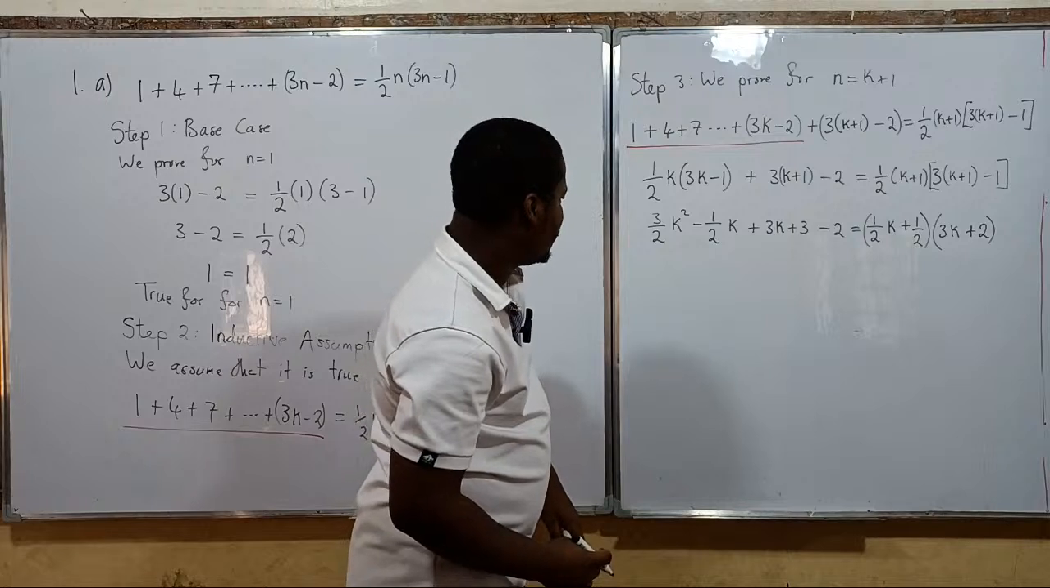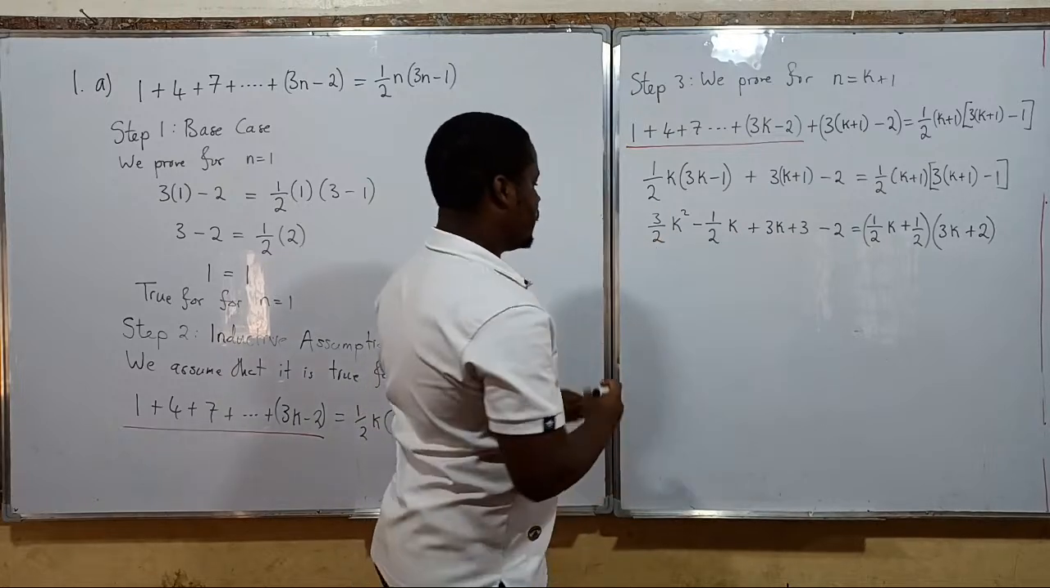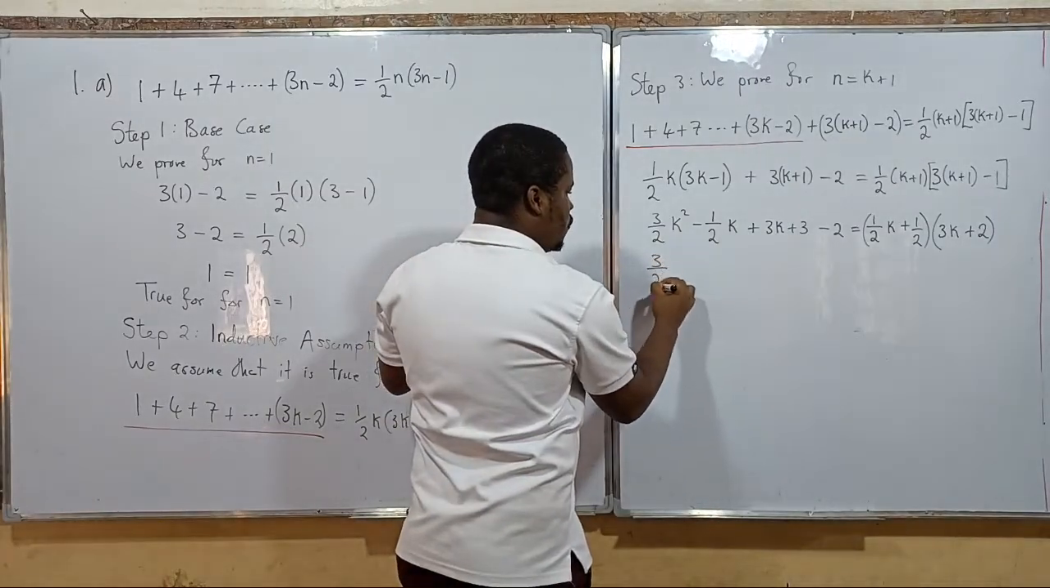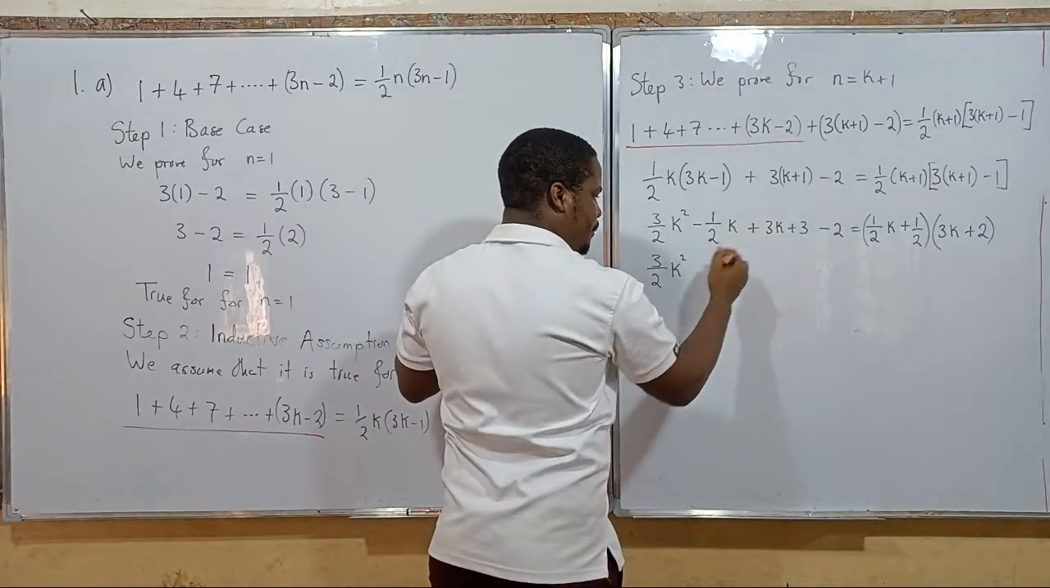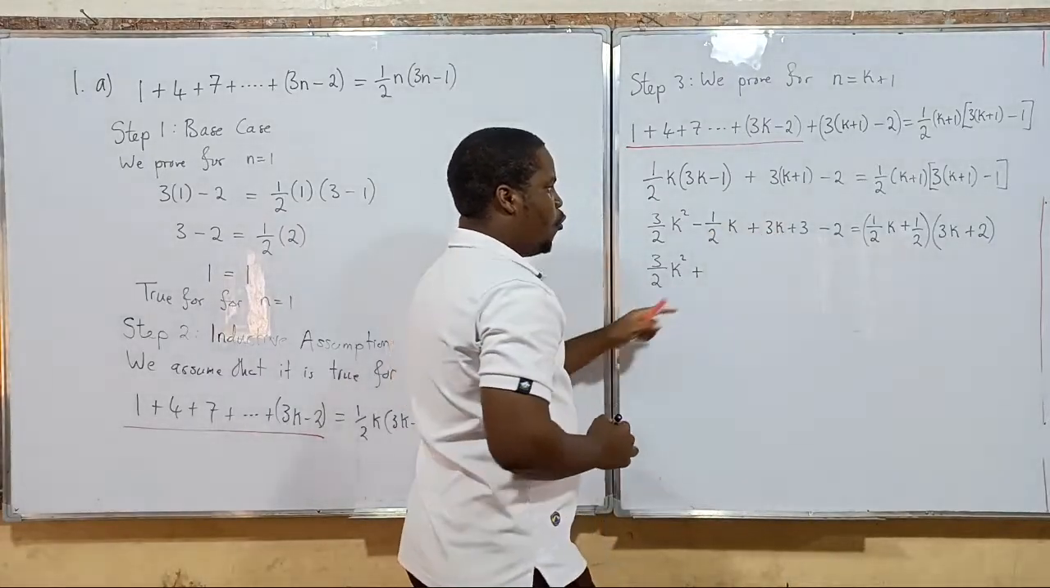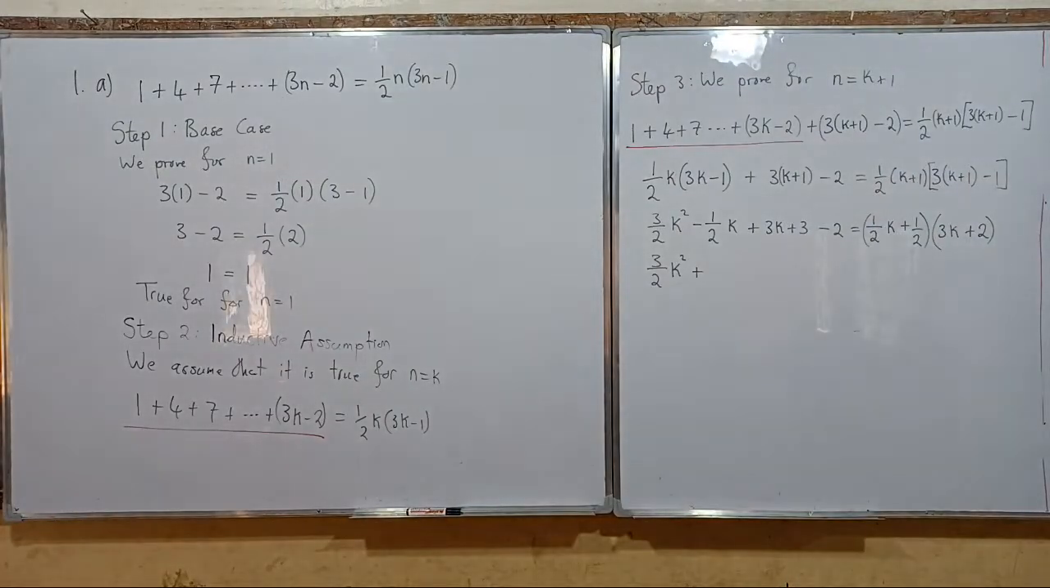The like terms we have: k squared as it is. We have the k and the k. These are like terms. So 3 over 2 k squared. What is negative half plus 3? Or 3 minus half. What is 3 minus half? Don't use a calculator, use your head. What is 3 minus half?